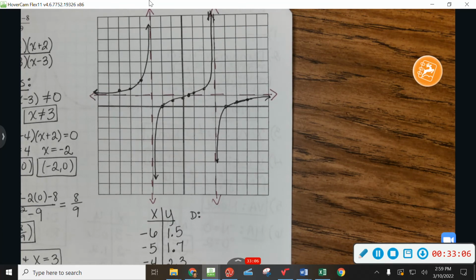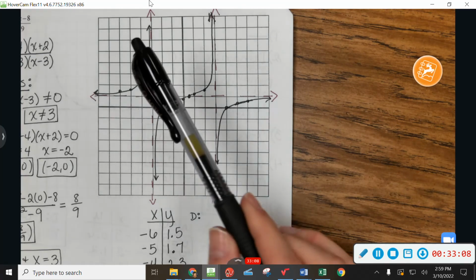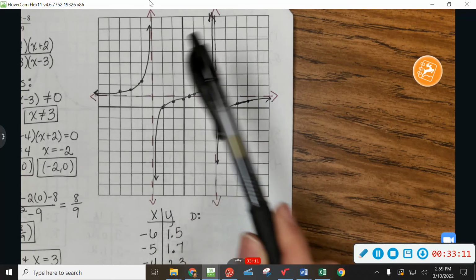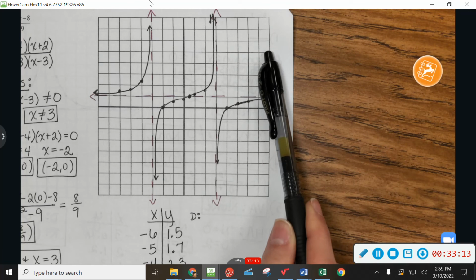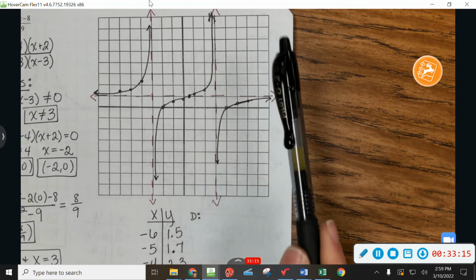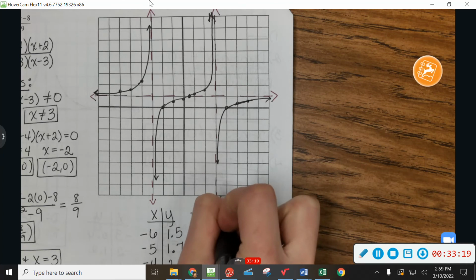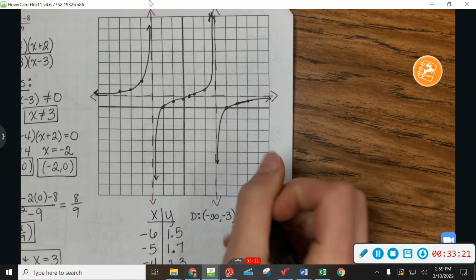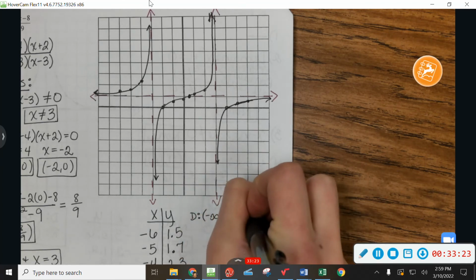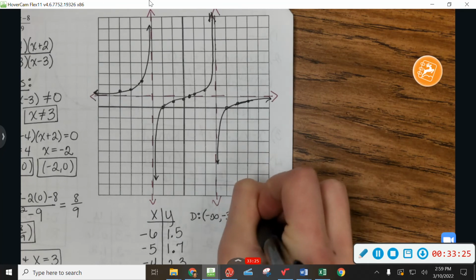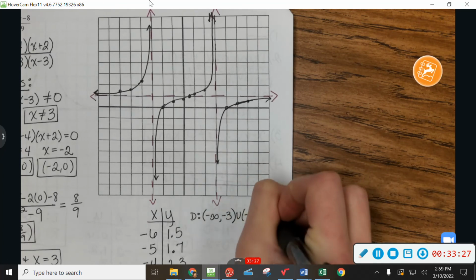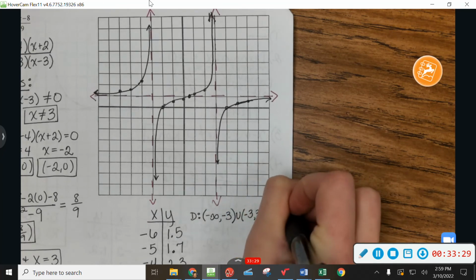So for my domain, I've got 3 different sections. Okay? So I'm going to have multiple breaks. I'm going to go from negative infinity to negative 3. Then it's going to go from negative 3 to positive 3, and then it's going to go from positive 3 to infinity.